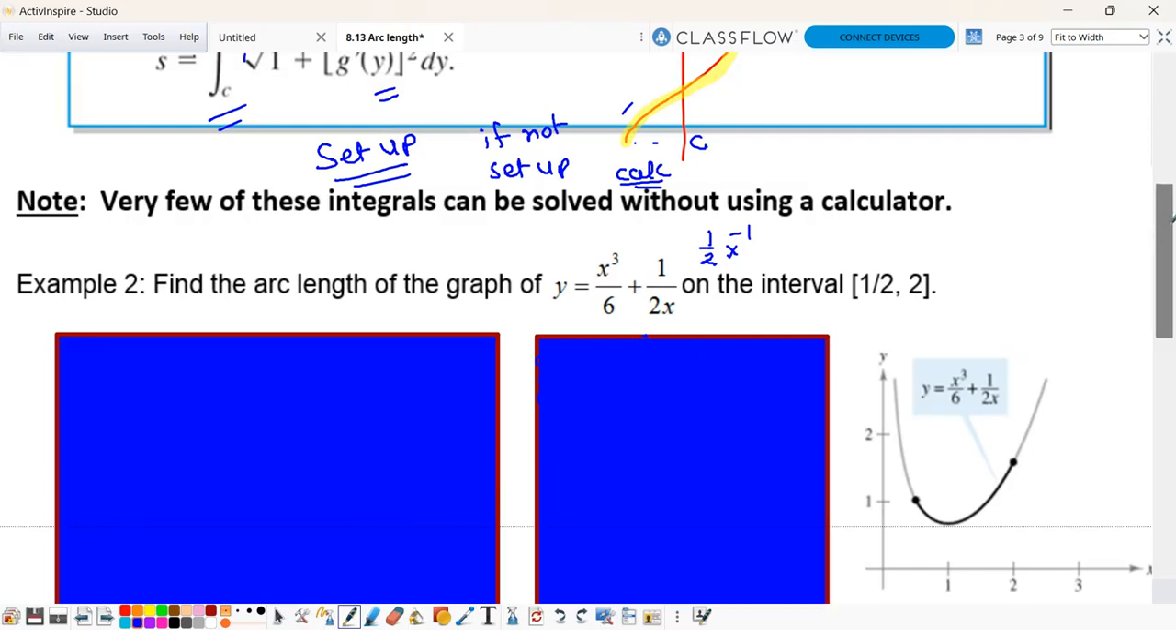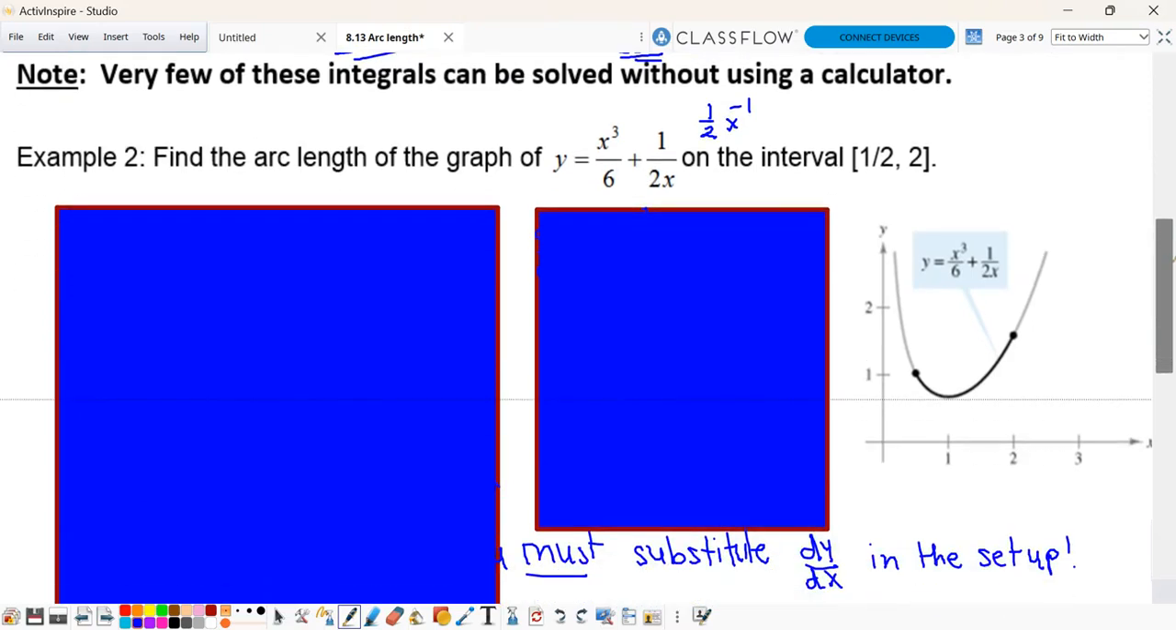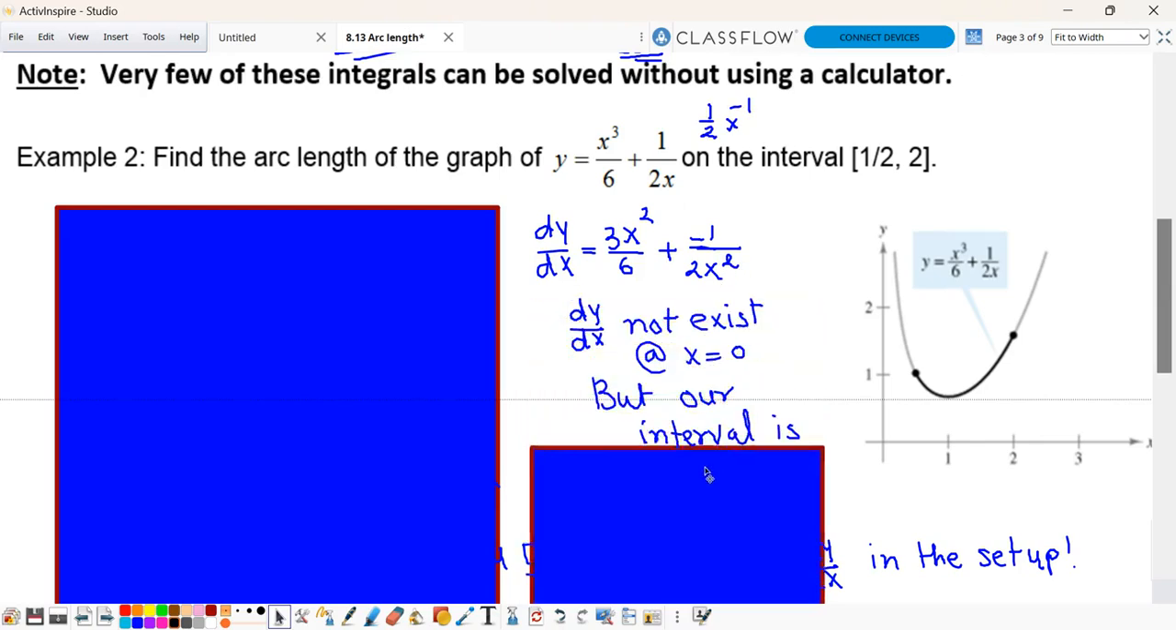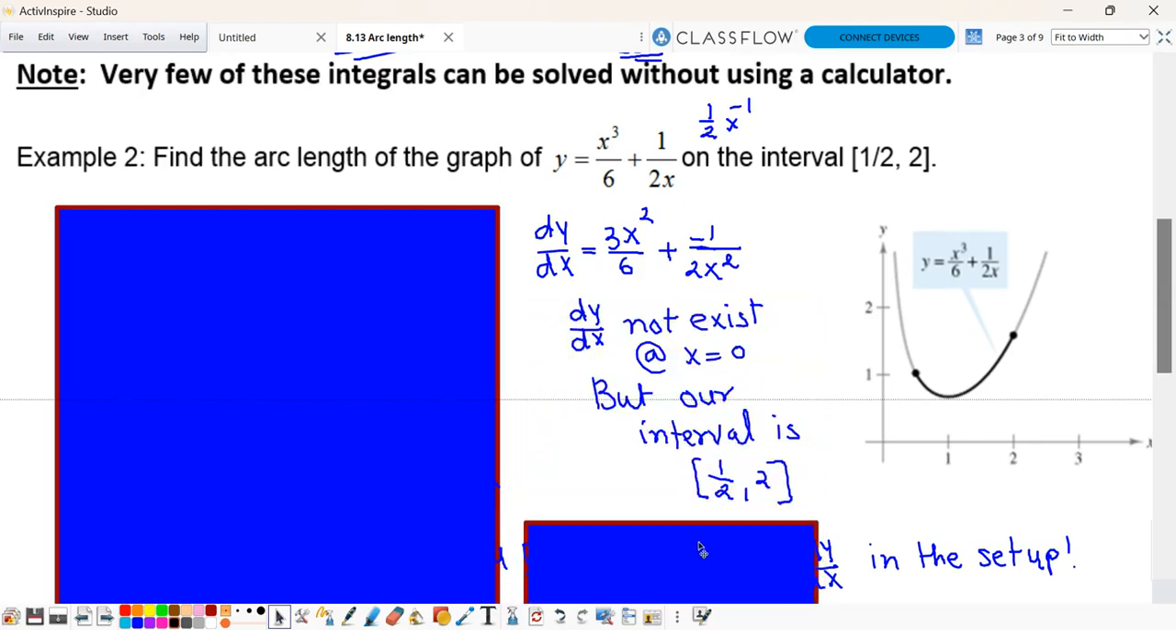So first of all, let's take a look at whether we should do it in terms of dy or in terms of dx. So I'm finding the derivative: x cubed over 6 gives 3x squared over 6, and the derivative of 1 half x to the negative 1 is negative 1 half x to the negative 2. Notice this is again not differentiable at 0, but 0 is not in the interval. So which means we are ready to go.